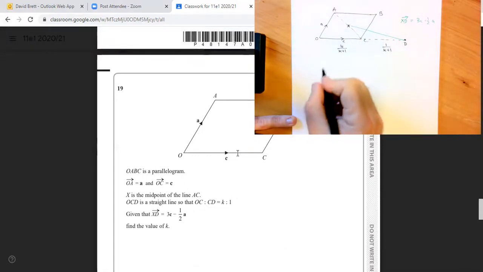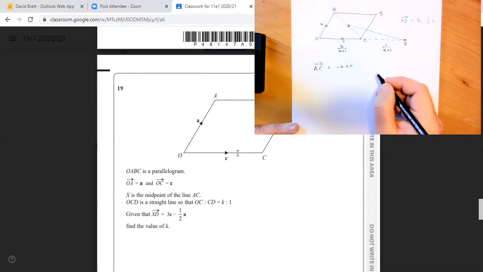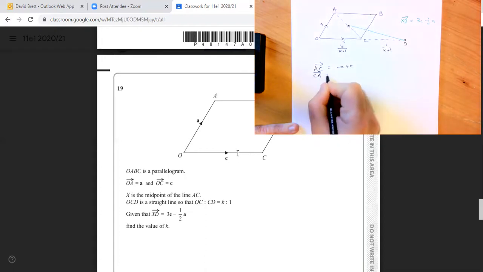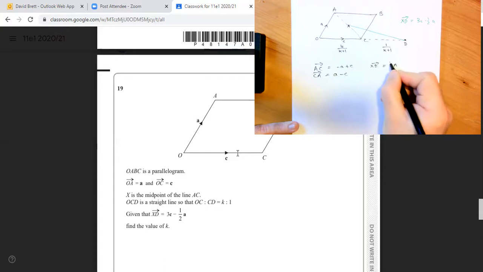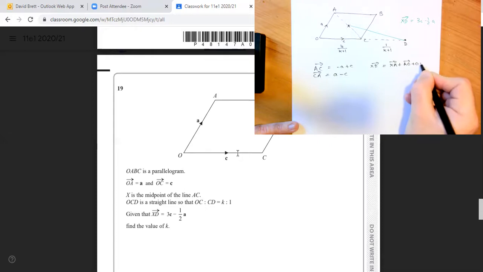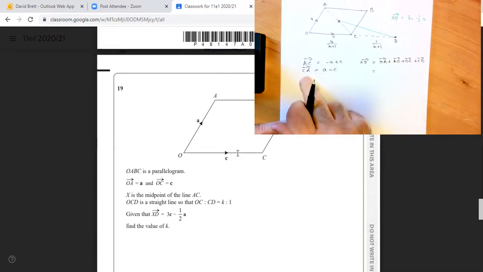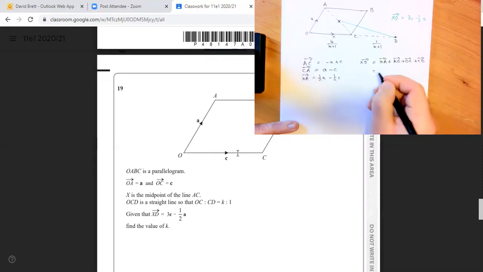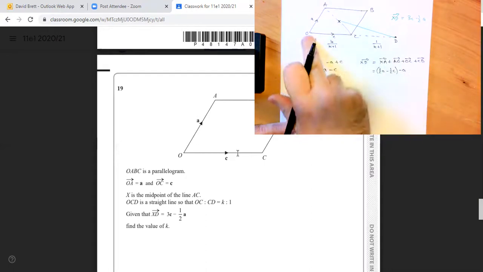So A to C will be minus A plus C. Okay. So C to A will be A minus C. So X to D, I could travel from X to A plus A to O plus O to C plus C to D. Okay, so we know that X to A is half of C to A. So X to A is half A minus a half C. A to O is minus an A. O to C is plus a C.